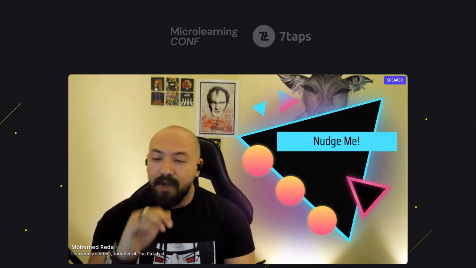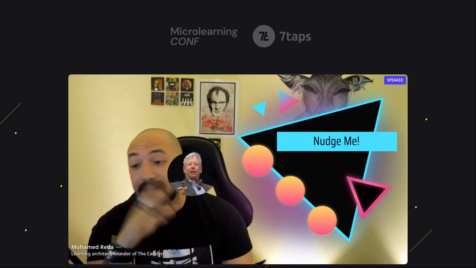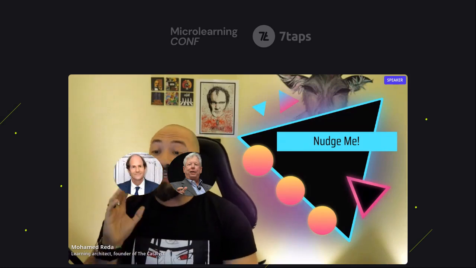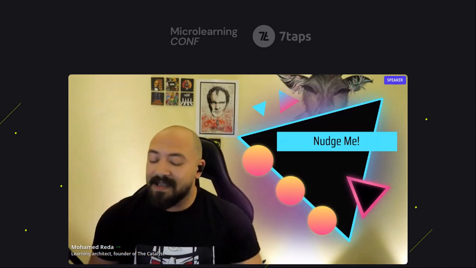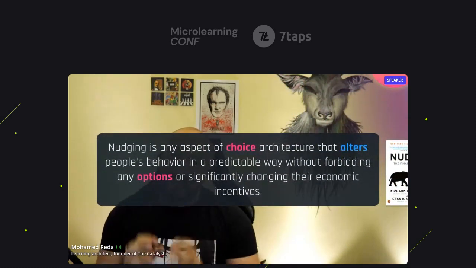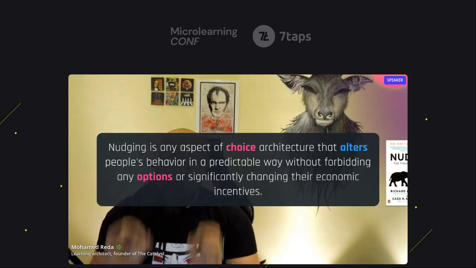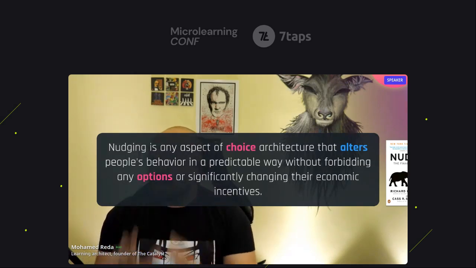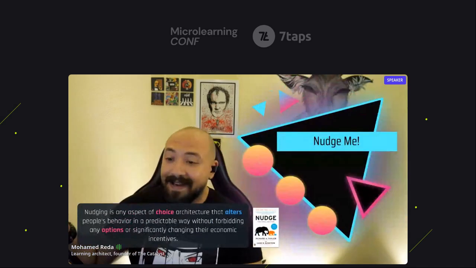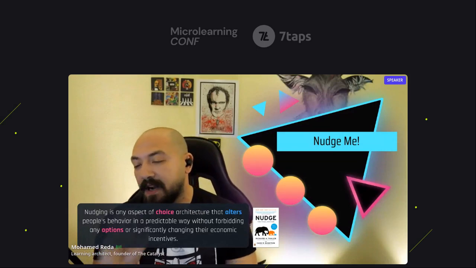According to Nobel Prize winner and the father of behavioral economics, Richard Thaler, and also Cass Sunstein, who co-wrote the book Nudge: nudging is any aspect of choice architecture that alters people's behavior in a predictable way without forbidding any options or significantly changing their economic incentives. So just discard all of that in the definition and focus on one thing: it's any aspect of choice architecture.